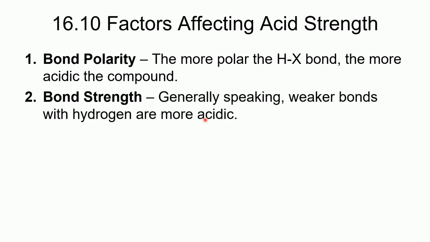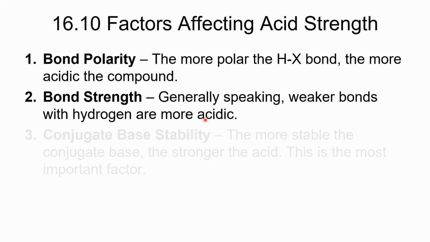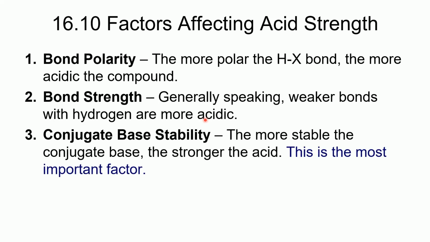The next thing we can look at is the bond strength. Generally speaking, weaker bonds with hydrogen are more acidic. Again, that is not 100% always the case, but it is generally speaking true. And then finally, we will look at conjugate base stability. The more stable the conjugate base, the stronger the acid is. And this, we will find, is the most important factor. So it is the most important factor that we will be looking at in this chapter.